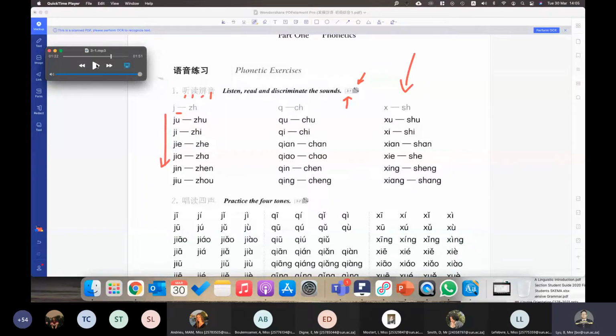If you feel closely where the position of your tongue is, for example, when you do qi, your tongue is pretty much flat, right? And the air comes in front of your mouth. And when you do chi, your tongue is somewhat curved, right? Chi, and the sound is vibrating in the back part of your mouth. Qi, chi.